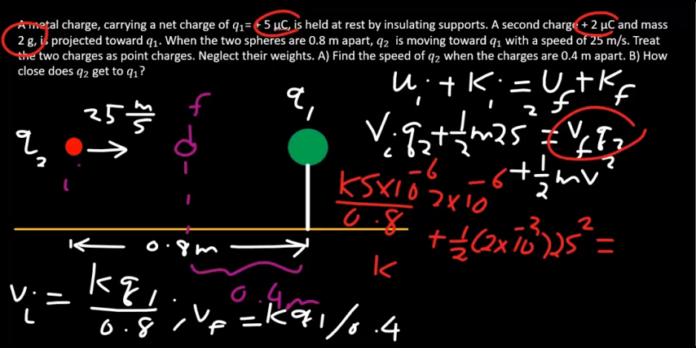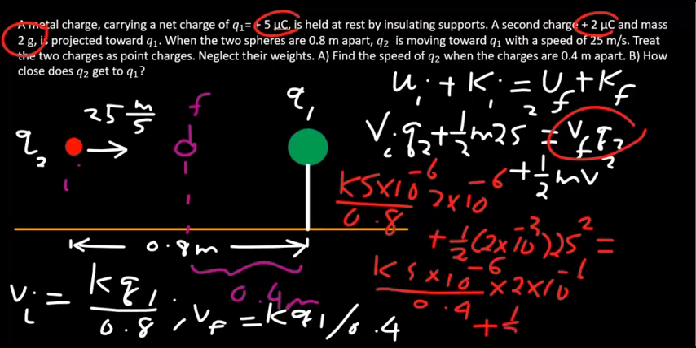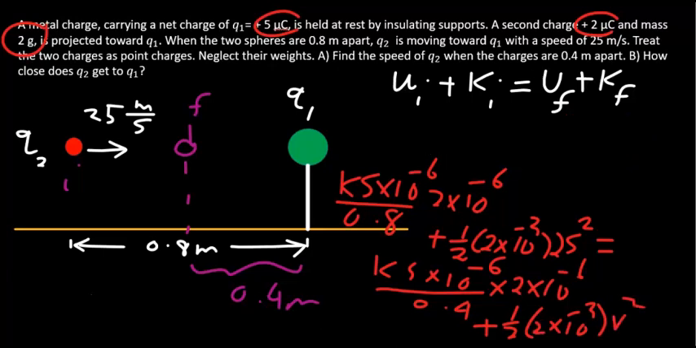Q1 is again 5 times 10 to the power minus 6. The distance now is 0.4 times Q2. Q2, as we know, is 2 microcoulomb, 2 times 10 to the power minus 6, plus the kinetic energy, half the mass, 2 times 10 to the power minus 3, V squared. So when you see this line, this plus that equals this plus that, there's only one unknown, which is V, and that is what we want to look for.